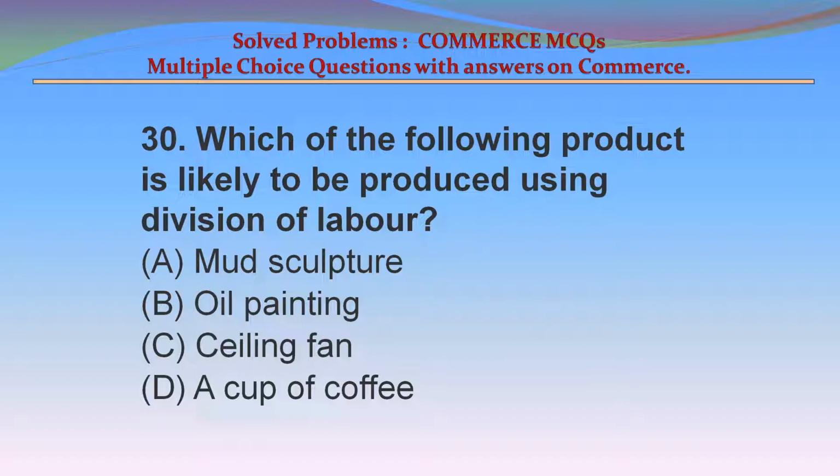30. Which of the following products is likely to be produced using division of labor? Option A, mud sculpture. Option B, oil painting. Option C, ceiling fan. Option D, a cup of coffee. Answer C, ceiling fan.